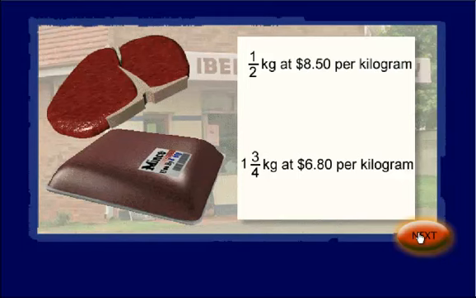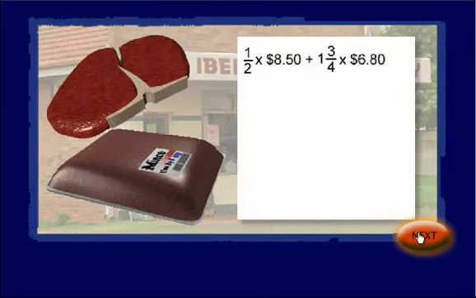Let's now write this out as a mathematical expression. 1/2 at $8.50 and 1 3/4 at $6.80. Now to work out the cost. Looking from left to right, we come across the first multiplication, which we must solve.